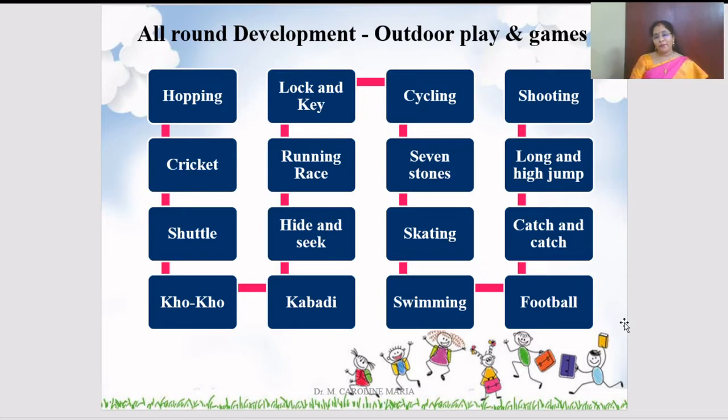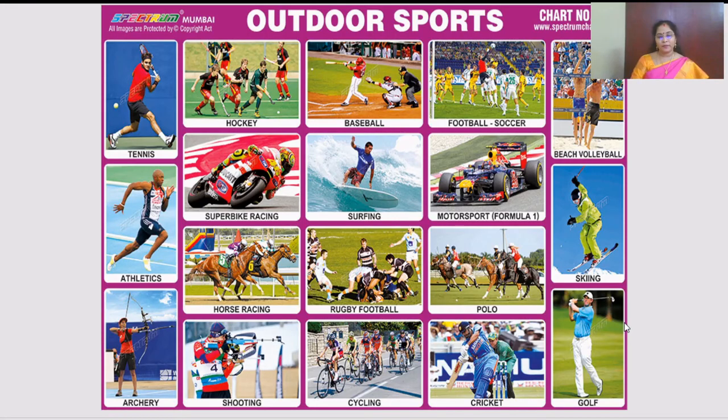Outdoor play and games will give all-round development in children. Let me give you some examples for outdoor play. Hopping, cricket, shuttle, kho-kho, lock and key, running race, hide and seek, kabaddi, cycling, seven stones, skating, swimming, shooting, long and high jump, catch and catch, football, all these are helping the students to go for all-round development. These are some other examples of outdoor sports.